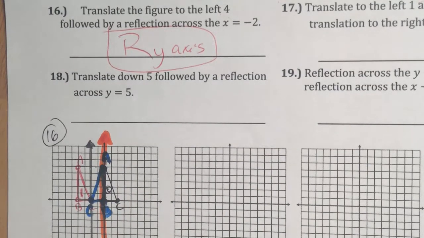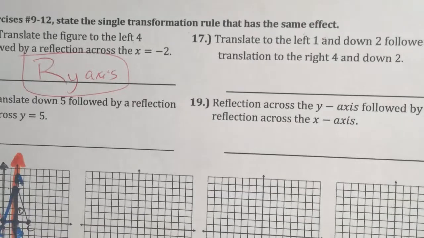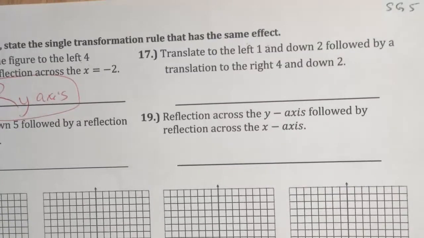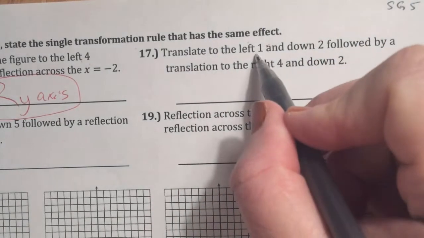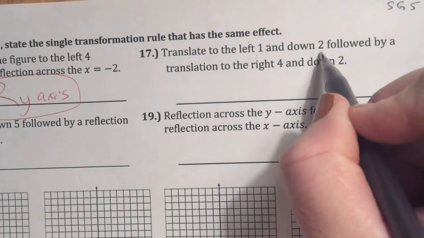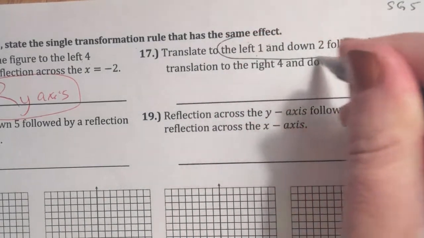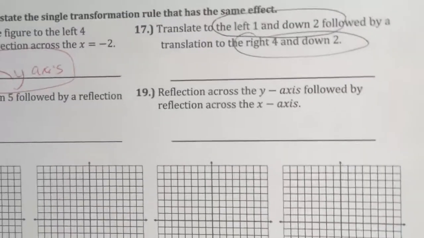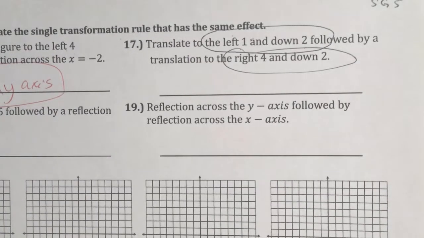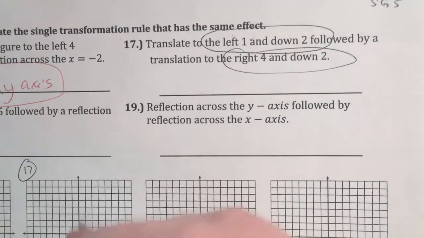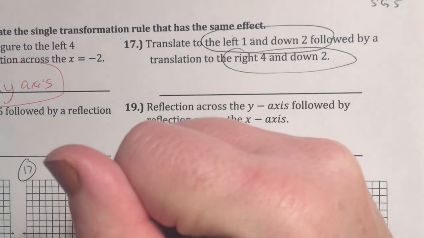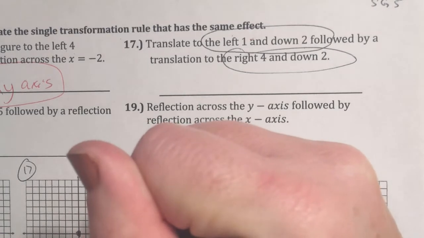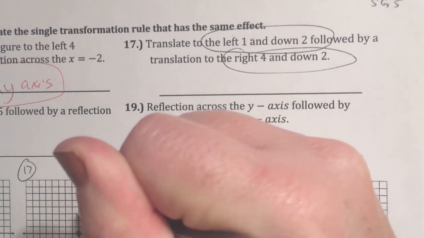All right, let's try again. All right, 17. They said to translate left 1, down 2, so that's the first action, followed by another translation. Now, I know right off the bat what the answer is, but maybe you don't. So let's just draw something. I'm just going to draw the same triangle again. All right, 1, 2, up 5: 1, 2, 3, 4, 5.